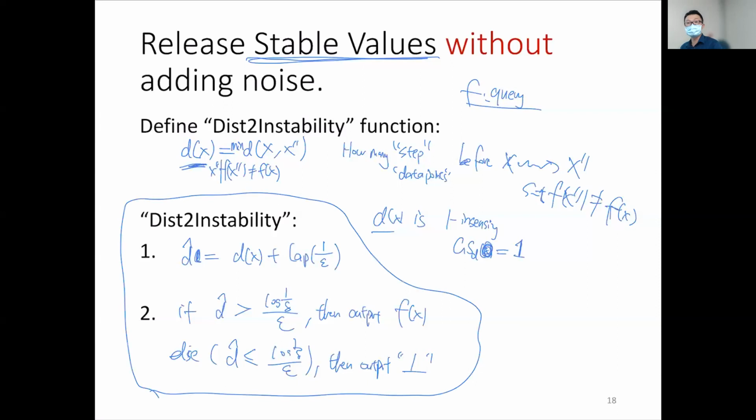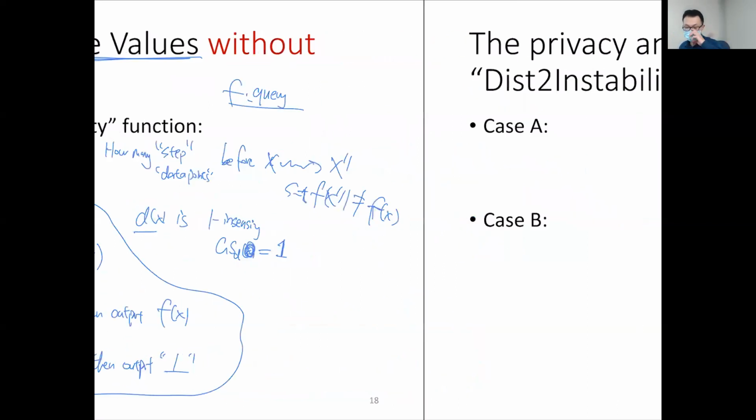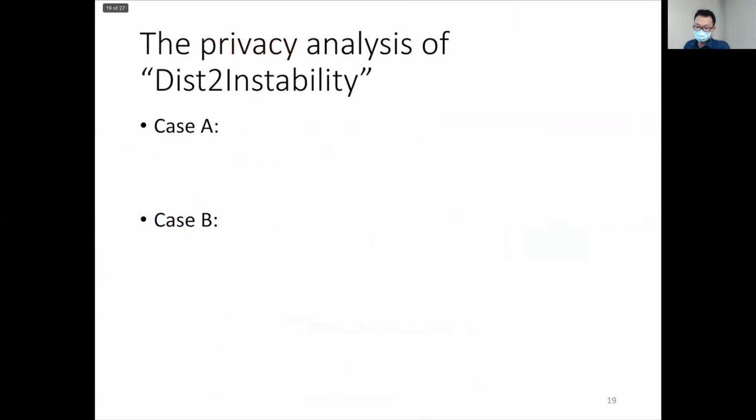Okay, so first of all, is the definition of the function distance to instability clear to people? It is how many steps you have to jump by adding or removing data points in order to get to an alternative data set x double prime, such that f of x double prime is different from f of x. And this function has a global sensitivity of 1. Okay, so now let's try analyzing this distance to instability algorithm, by discussing two cases.